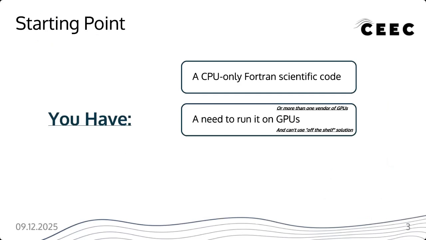And also your code can't use what I'll call an off-the-shelf solution. So this means codes like ones I've worked on in the past, they construct a giant matrix. You find the eigenvalues of this matrix with a ScaLAPACK or a BLAS call, and then you use those eigenvalues to compute all of your properties of interest, right? Code like that, there are libraries that are GPU ported for you already that you can look at, right? And perhaps you don't have to go through all of this process that I'm going to talk about today.